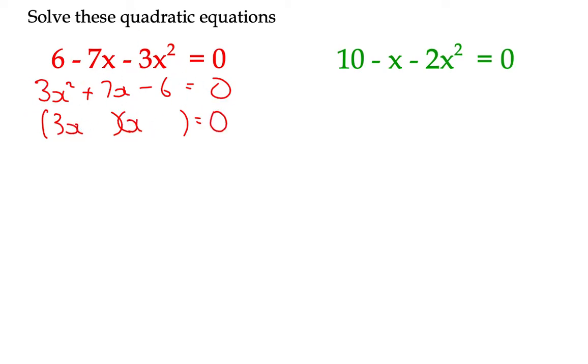3x and x go in the front, and if I draw my wee table, then we can say that we've got 3. Now there's negative signs in here this time, so that's going to complicate matters. Negative 6, so I need factors of negative 6. It could be 1 and 6, like that.